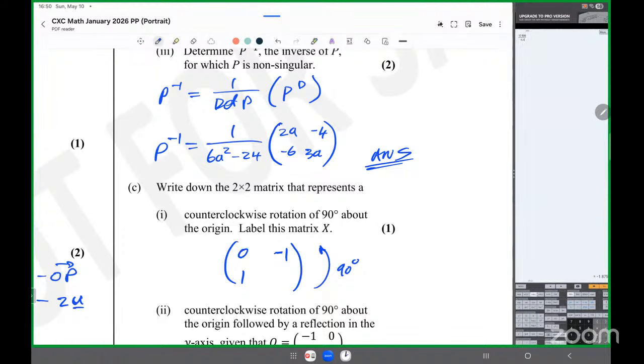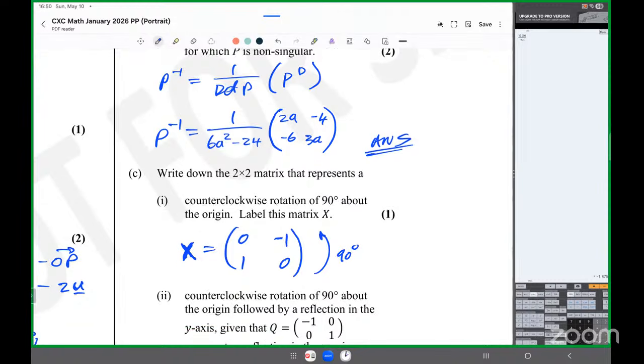One down is a 1, 0, 0. Let me call it X. X equals that. See it there? Easy to remember. That's an anti-clockwise 90 degree rotation about the origin. Remember that all the time.